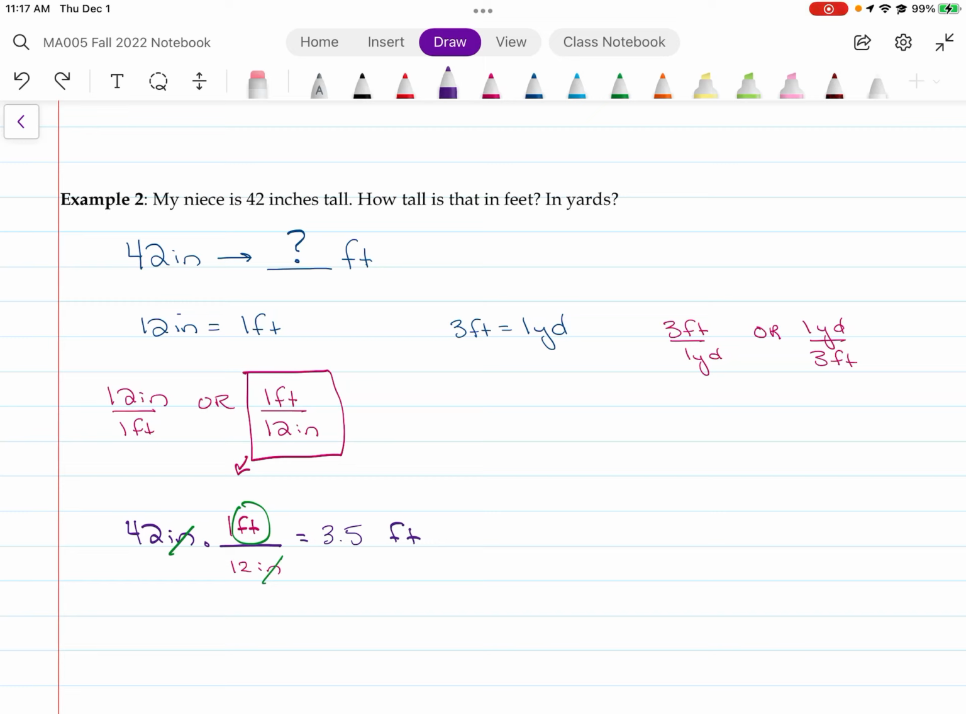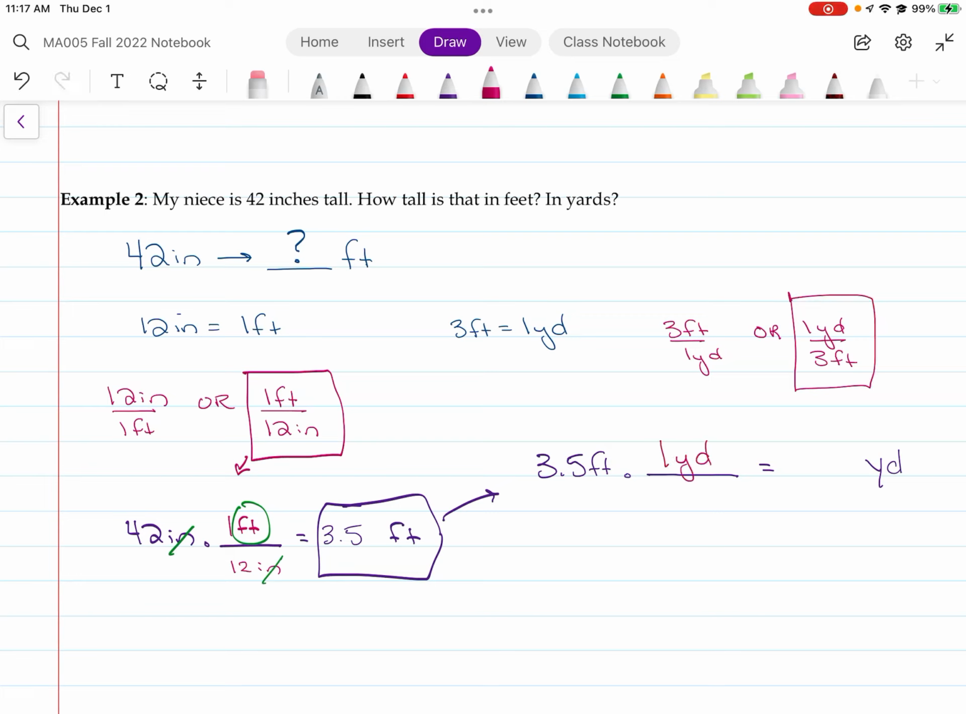But until you get good at this, I would recommend continuing to do it this way. So this time I'm going to start with my 3.5 feet, and I'm going to go from there to yards. 3.5 feet times what equals yards. Now I need to decide which of these two I'm going to use. I want feet to cancel, so I'm going to use this one, 1 yard per 3 feet. Now check that what you want to cancel, cancels. And you should get 1.2 yards. Okay, so that's my other answer. It's 3.5 feet and it's 1.2 yards.